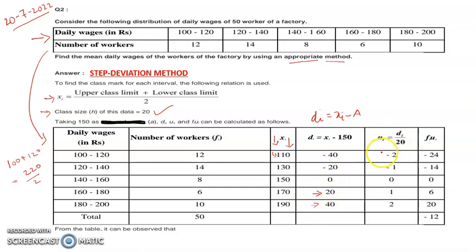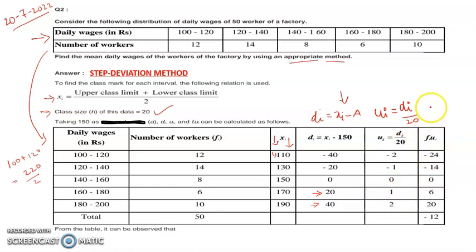Okay, students. Now next is ui. How to calculate ui? I have clearly written in the table. I'm writing again. Ui is equal to di upon 20. So what is the value of di? Di we have calculated by xi minus a. You can clearly see these values, and ui is equal to di divided by 20. So minus 40 divided by 20 will give me minus 2. Minus 20 divided by 20 will give me minus 1. Similarly, 20 divided by 20 is 1 and 40 divided by 20 is 2.